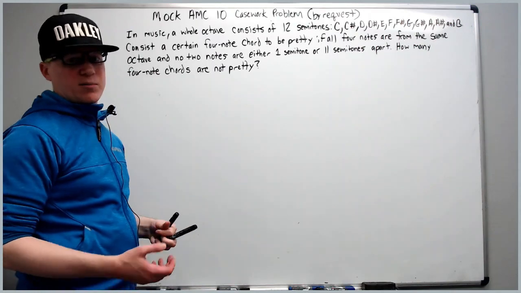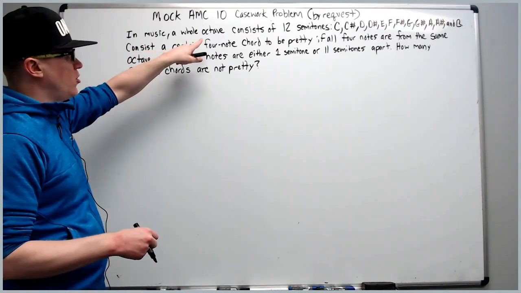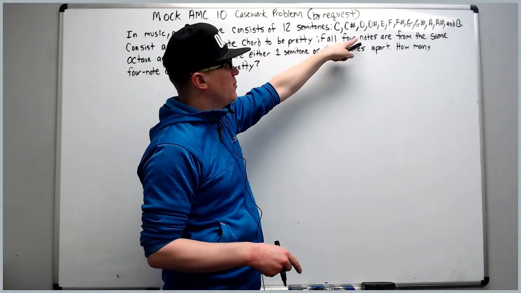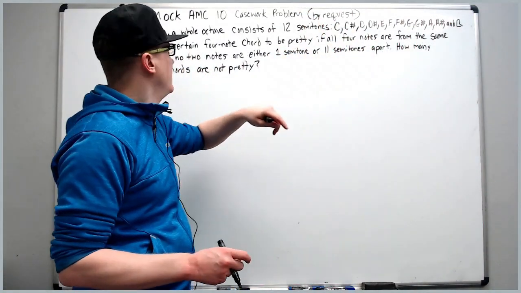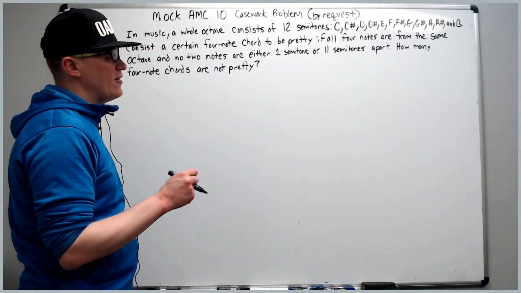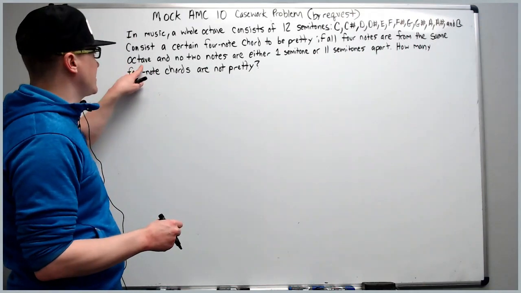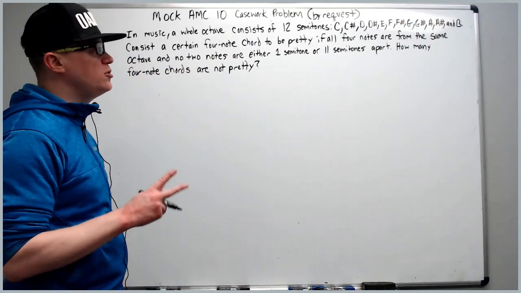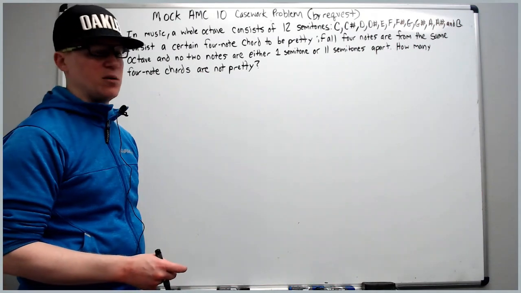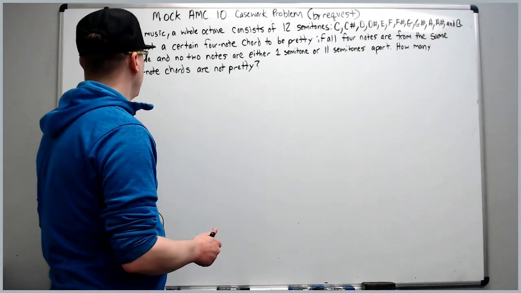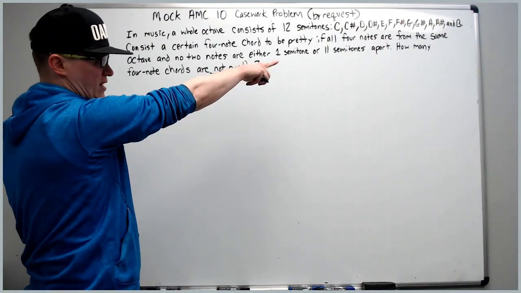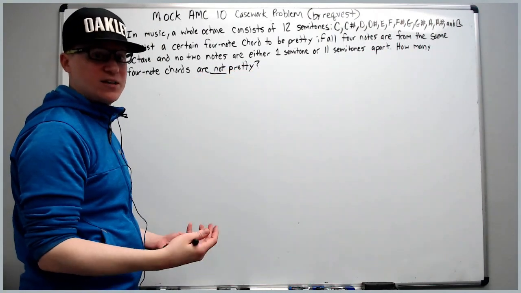It's a casework problem. In music, a whole octave consists of 12 semitones: C, C sharp, D, whatever, all that. We don't really care. Consider a certain four-note chord to be pretty if all four notes are from the same octave and no two notes are either one semitone or 11 semitones apart. How many four-note chords are not pretty? So these are pretty if these things don't happen, so they're not pretty if they do happen.